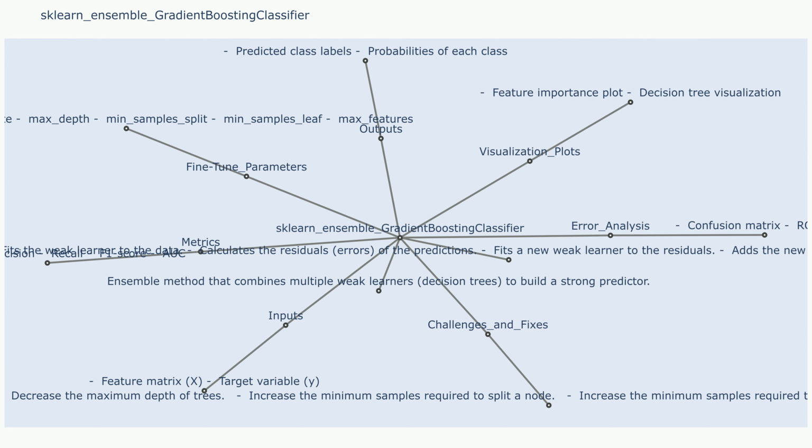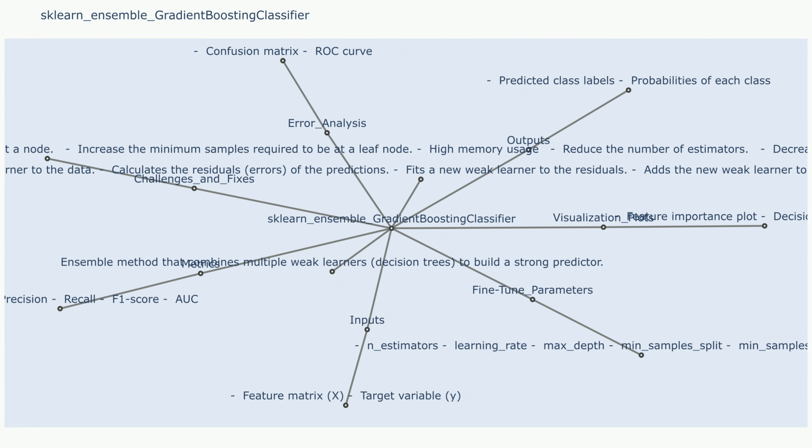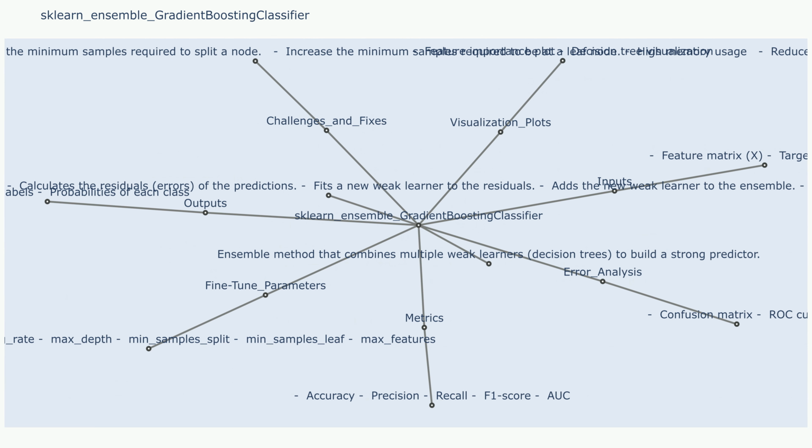Uncertainty methods. Confidence intervals: calculate confidence intervals for the predicted probabilities. Out-of-bag predictions: use the predictions from trees that were not used to train a specific sample to estimate uncertainty. Challenges and fixes. Challenge 1: overfitting. Sample use case: when the model is trained on a small dataset or with a large number of features, it may learn the training data too well and fail to generalize to unseen data.